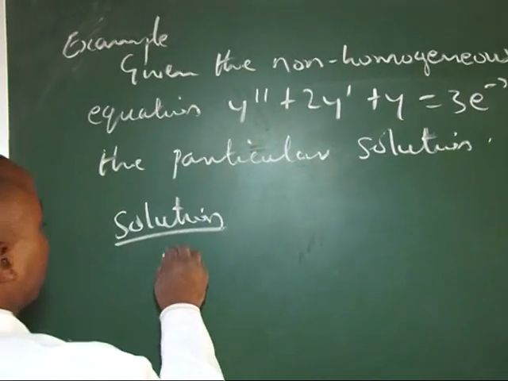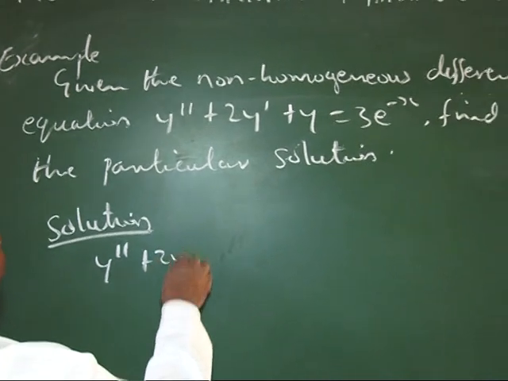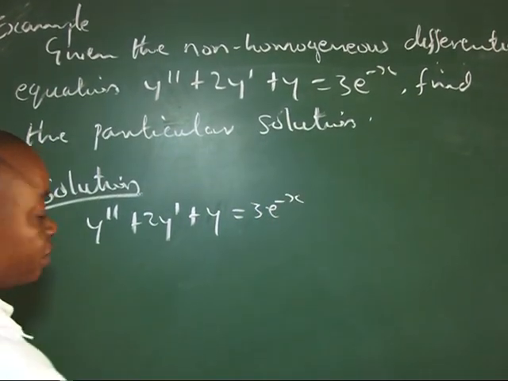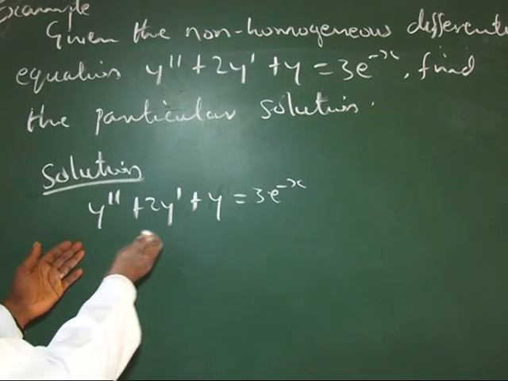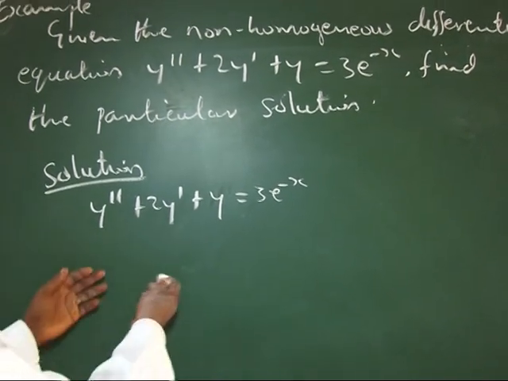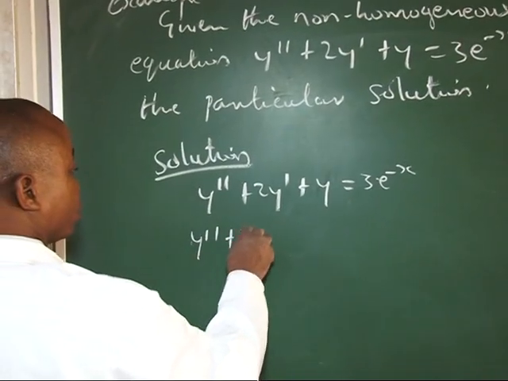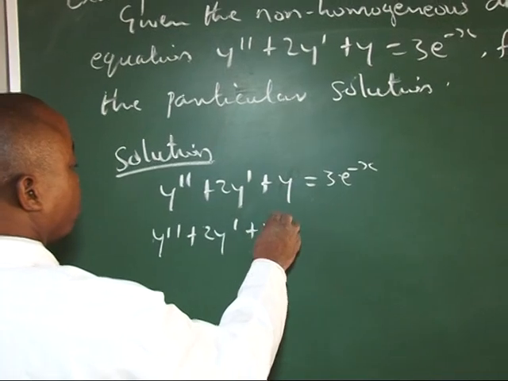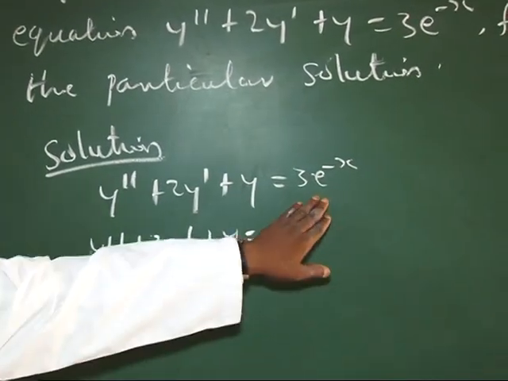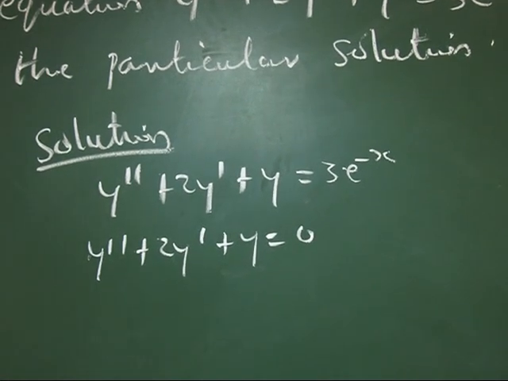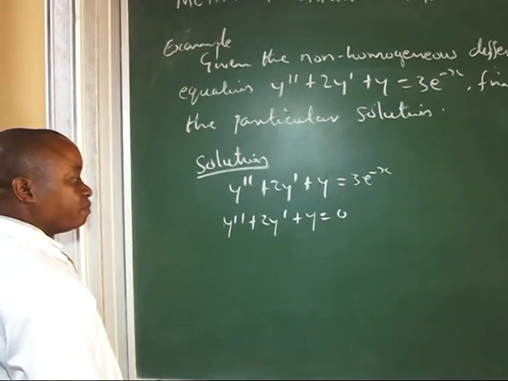So we have y prime prime plus 2y prime plus y is equal to 3 exponential minus x. Now we know that this side, if equated to 0, will give us homogeneous equation. That is y prime prime plus 2y prime plus y is equal to 0. Why do we keep this side first? So that we can find the complementary function.